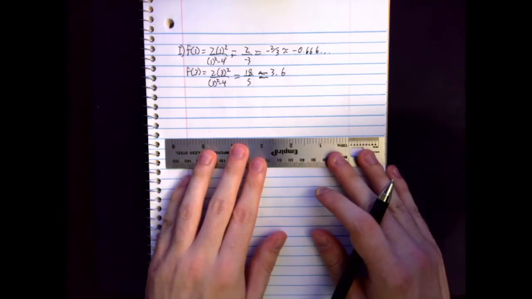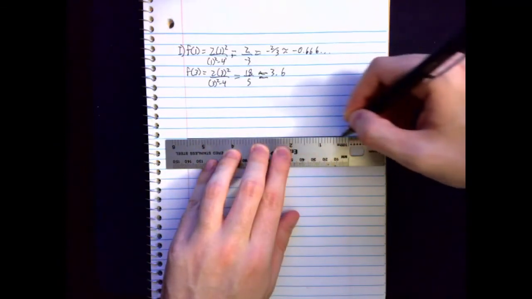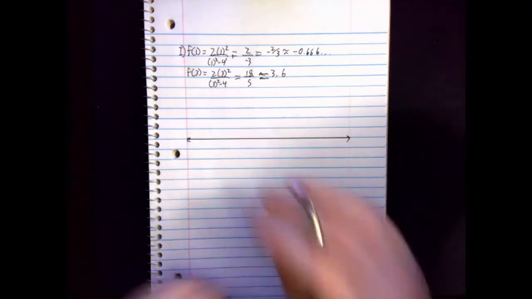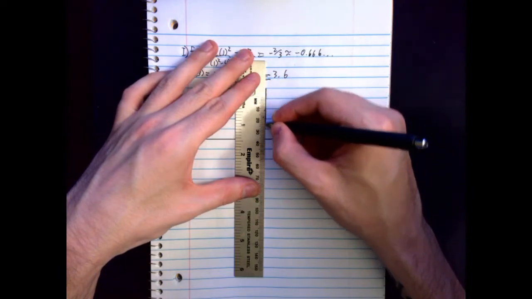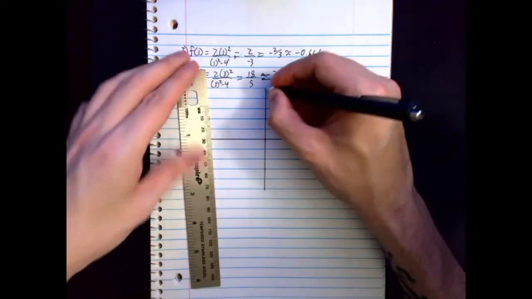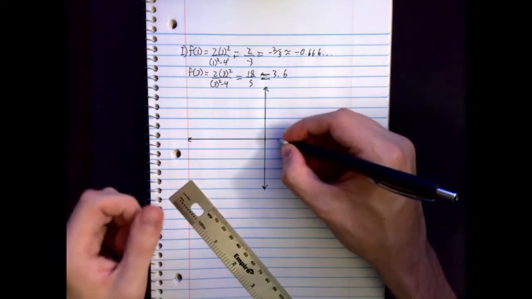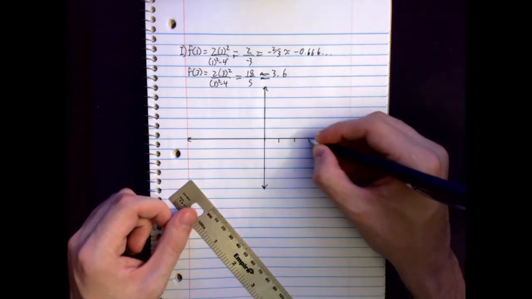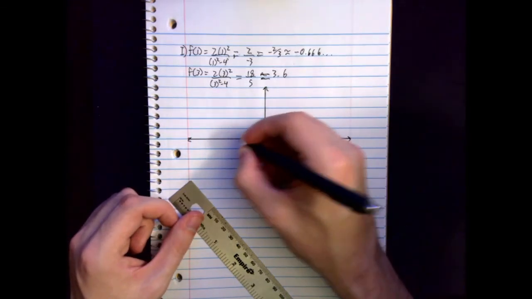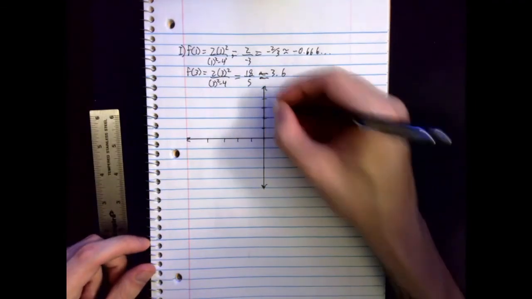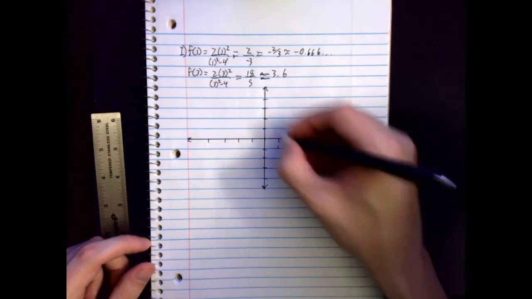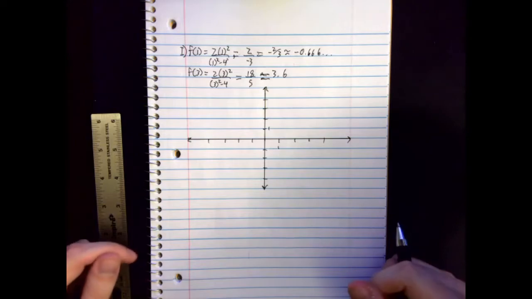So let's go ahead and try to graph this. We'll get a nice big axis on here. So here's my x-axis. Here's my y-axis. And we'll just put a few tick marks on here. We'll just let each of these be 1. Again, we're just sketching this. We don't have to be super accurate about this.